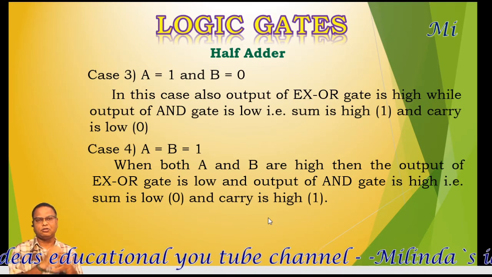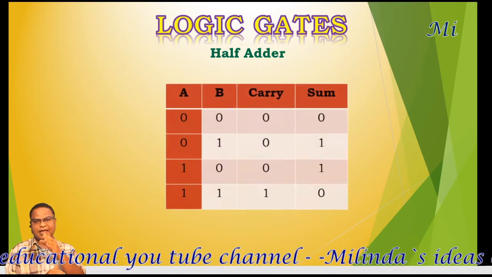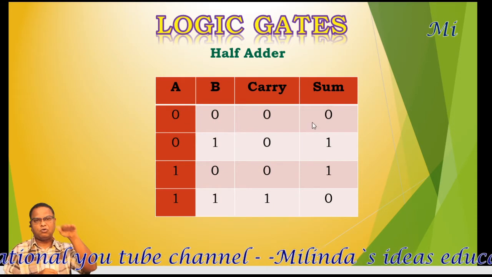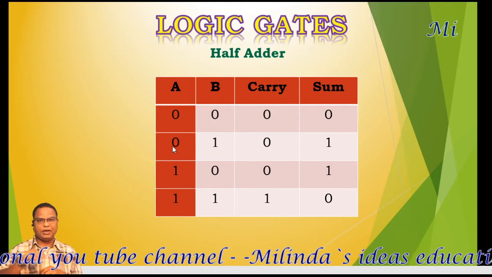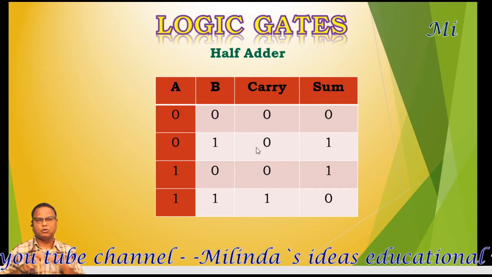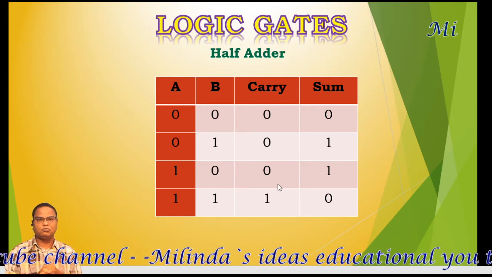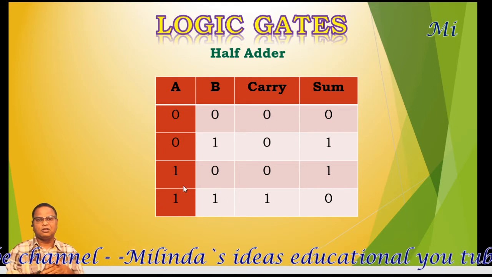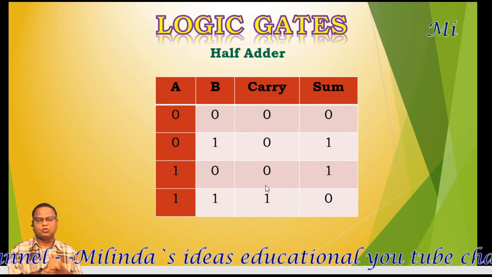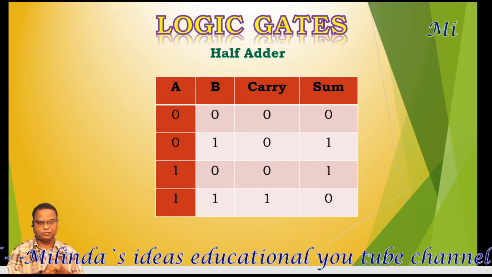That is half adder. What is the truth table? A, B are the inputs, carry and sum are the outputs. When both A and B are 0, sum is 0, carry is also 0. When A is 0, B is 1, sum goes to high level, carry still remains low. When A is 1, B is 0, once again sum goes to high level, carry remains low. And when both inputs are high, the sum goes to low level and carry becomes high. So that is half adder, the circuit which is used for the addition of 2 bits.